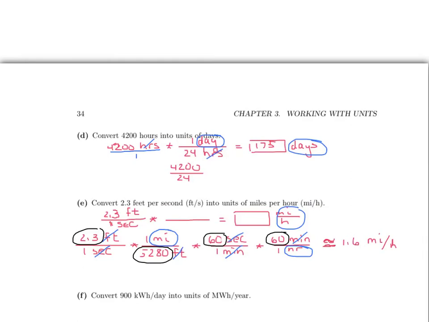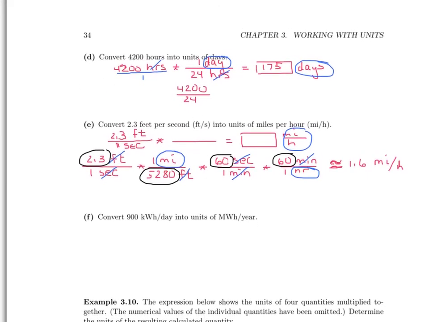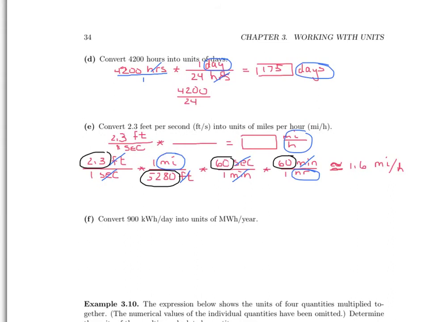So what we have shown in this calculation is that if an object was traveling at a speed of 2.3 feet per second, that is exactly the same thing as traveling at a speed of 1.6 miles per hour. Okay, let's do our last part within this example.